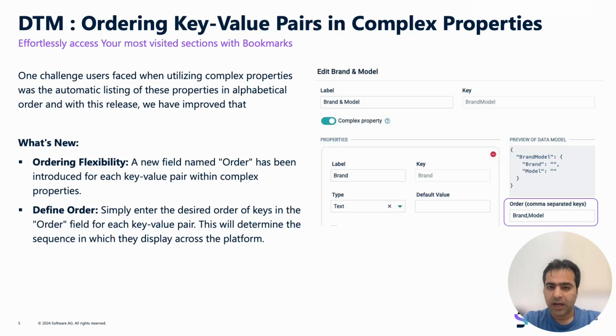A lot of users are utilizing this functionality but reported that they are unable to define the order of these key value pairs. With this release, we have changed this. We now allow you to define the order of these complex properties, which provides you even better control on these complex properties. You can now use this order and accordingly display the properties in any application.